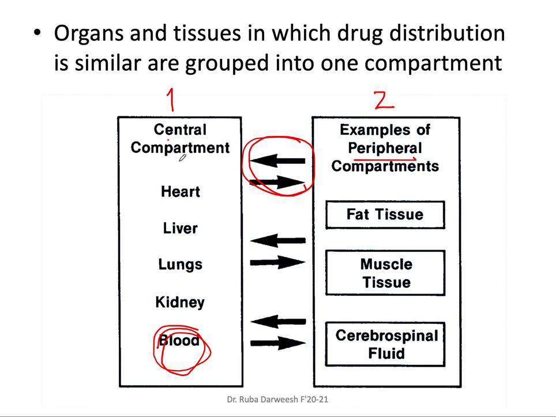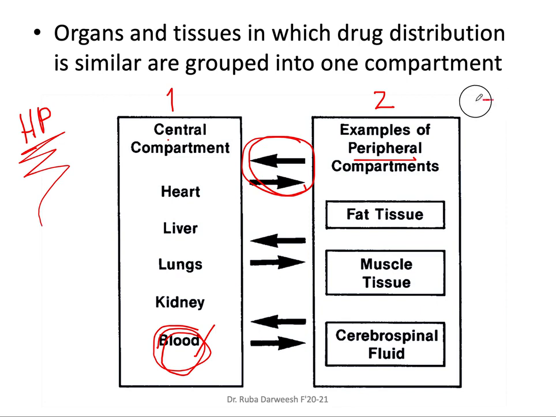Usually what we have in the central compartment is the highly perfused organs, okay? Highly perfused organs, which means that they have so much blood input, so the distribution to them and distribution equilibrium is quick and fast. Examples: the systemic circulation, heart, liver, lungs, and kidneys. So they are highly perfused organs.